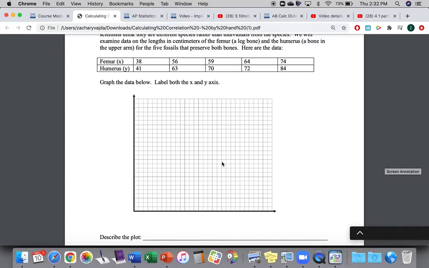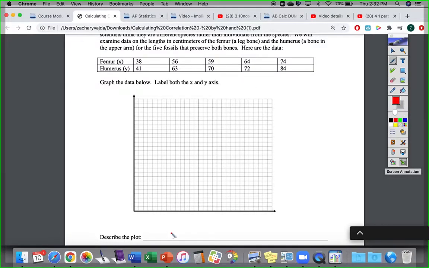Our x variable is going to be the femur. So in order to do this, you should label that this will be our femur, F-E-M-U-R. This is going to be our humerus, H-U-M-E-R-U-S. Now, our x values go from 38 to 74. So we want to try and scale this axis so that it is as appropriate as possible. So if I need to go from 38 to 74, then I should count by tens.